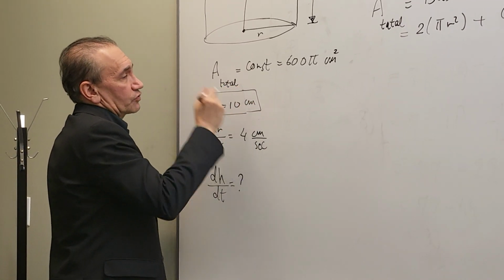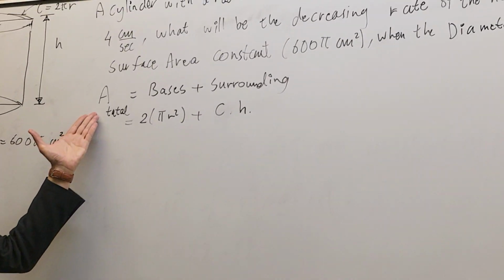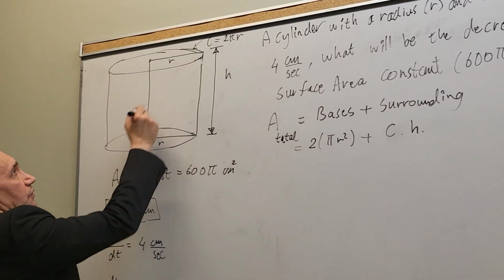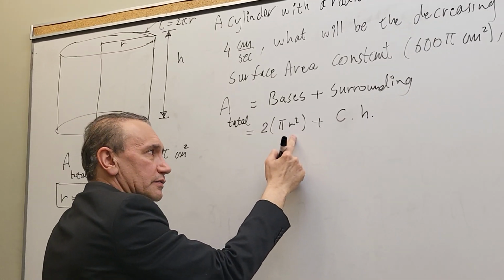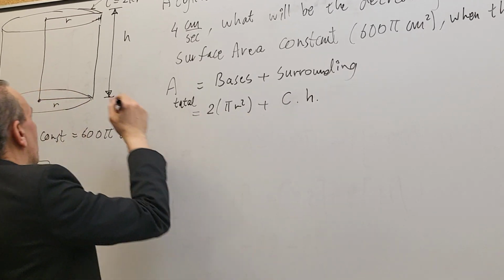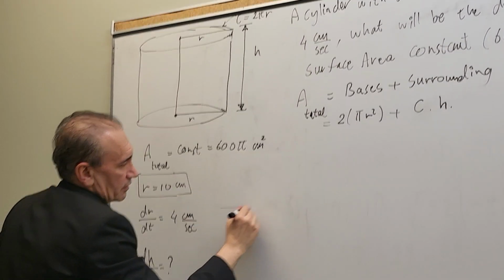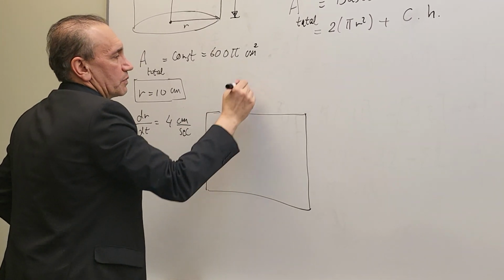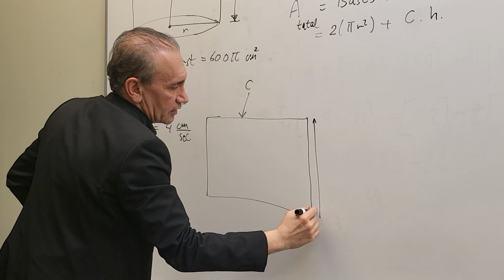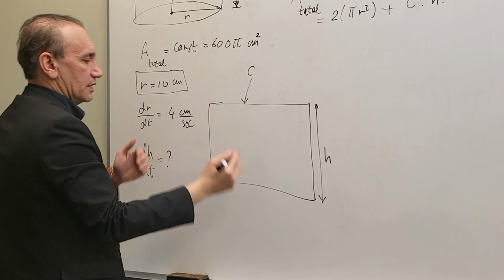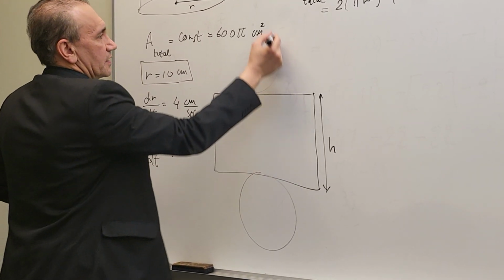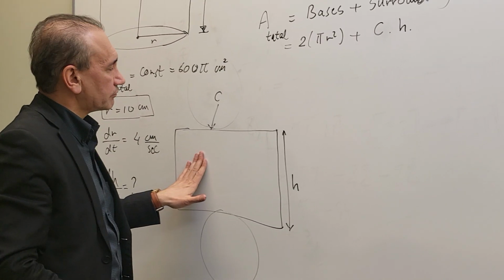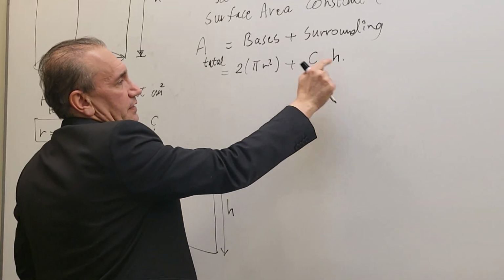That's what they need when the diameter is 20, so the radius is 10 centimeters. I'm starting with the equation of the total surface area, which is the bases plus the surrounding. Both bases are circles, so I have pi r squared times 2. If I open the side of the cylinder, this is the circumference, and this is the height. That's why I am multiplying the surrounding, and there's a circle as a base here and another circle as a base there. So this is a rectangle, and the length is the circumference and the height is h.